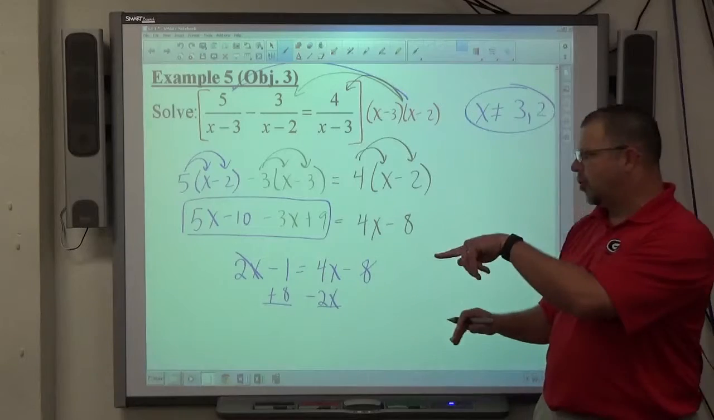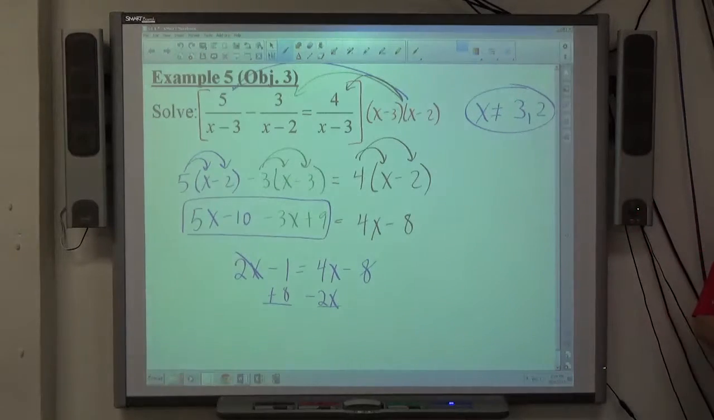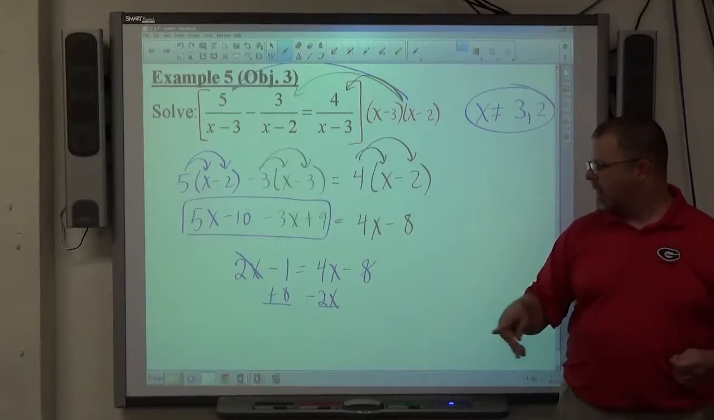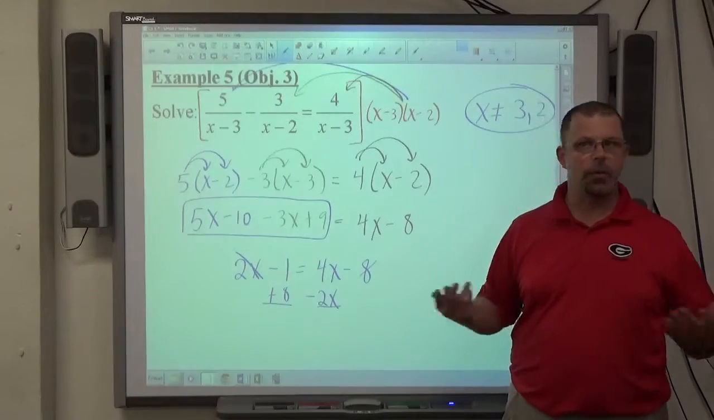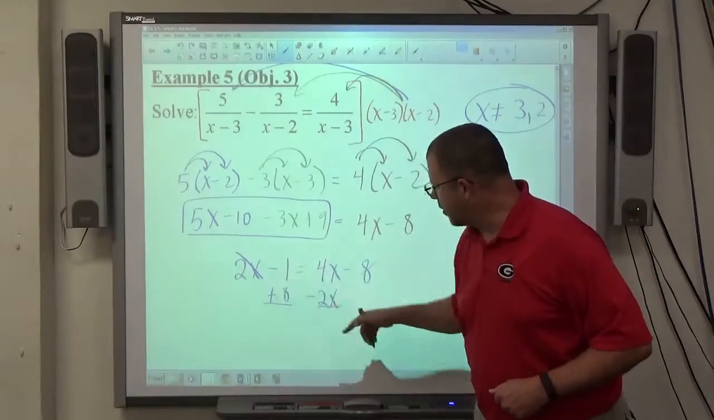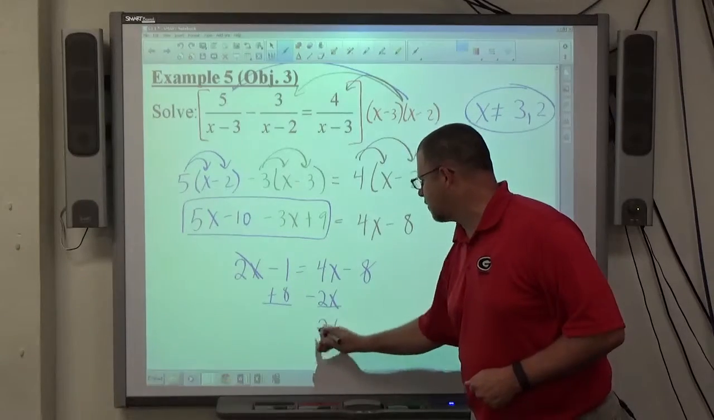The reason I chose to move 2x instead of 4x is that I always like to move my smaller coefficient variable term. That includes sign, so 2 is smaller than 4. If that were negative 4, it would be smaller than 2, so you'd move that. I like my variable term to be positive. So move the smaller variable term: 4x minus 2x is 2x.